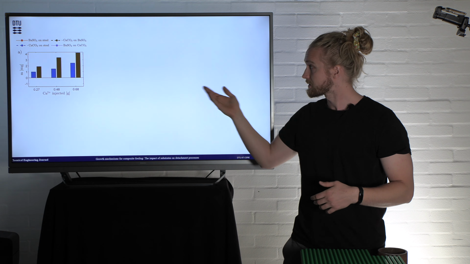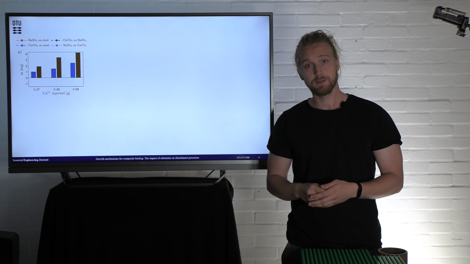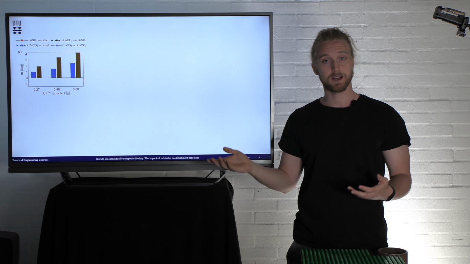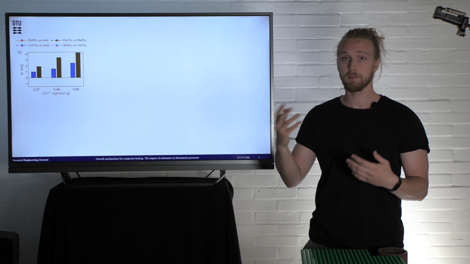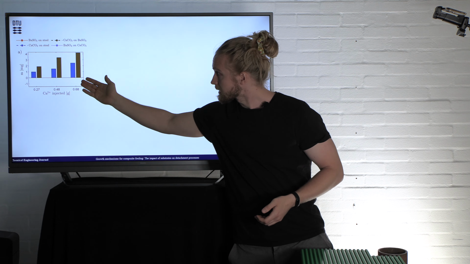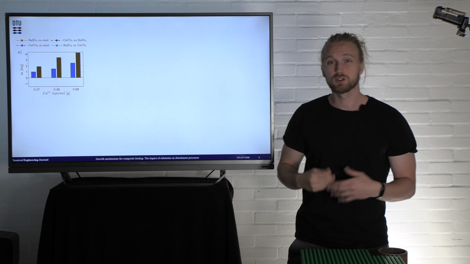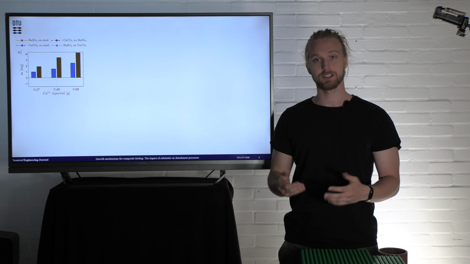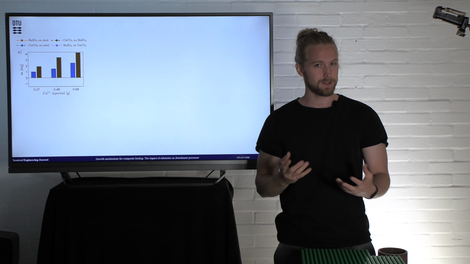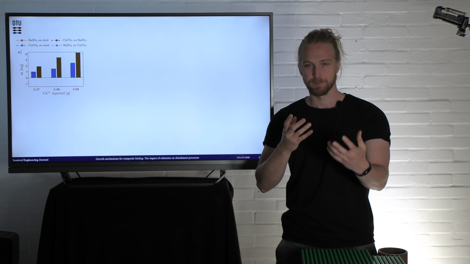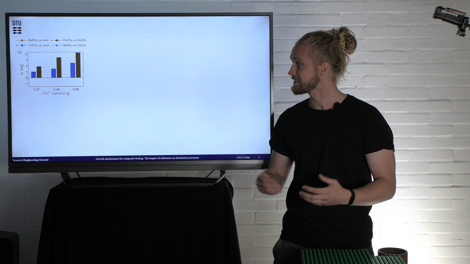So what I present to you here is how much mass is forming from the experiment for calcium carbonate on top of either steel or barium sulfate. The brown one is calcium carbonate on top of barium sulfate, and you see that almost double the amount of calcium carbonate has formed. So barium sulfate acts as a kind of favorable template for enhancing the growth of calcium carbonate.